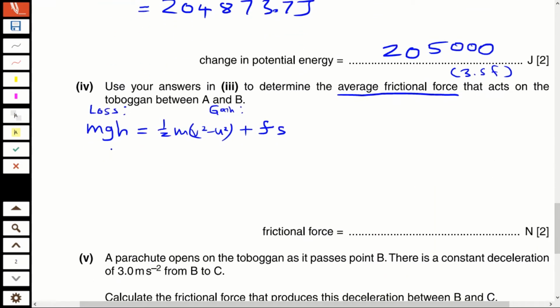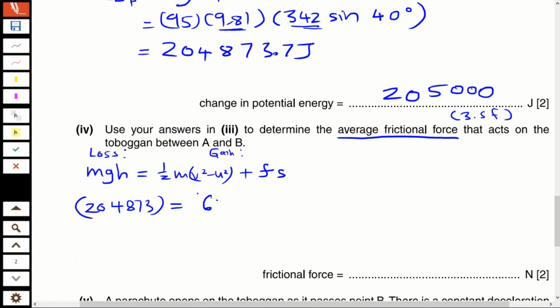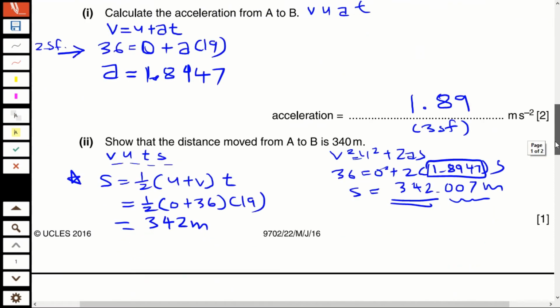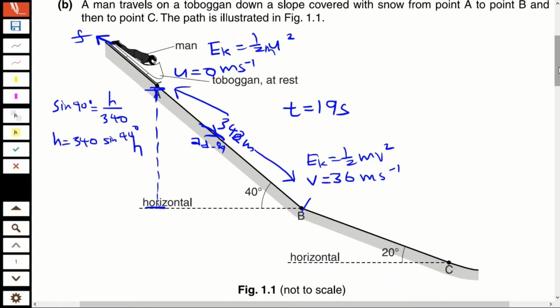So anyway, potential energy, we got 205,000, but I like to use my whole numbers, so I'll use 204,873. Just use everything. Equals to change in kinetic energy. I already calculated that here, 61,560. So 61560 plus the frictional force times how far it traveled. So 342 meters. That's how far the toboggan slid down here. Oh, 340. Did I write 342 or 340? 342. So this should be 342, unless you round it off.